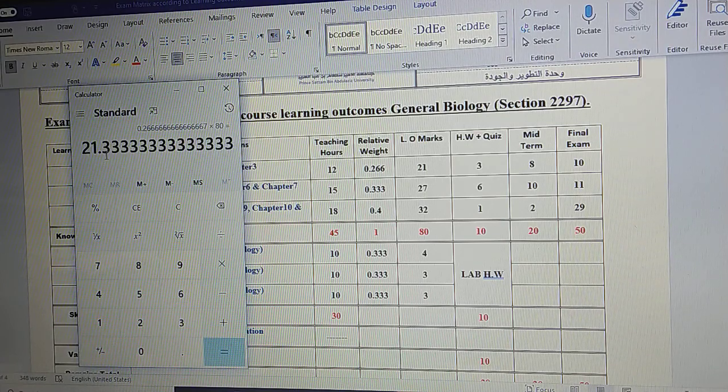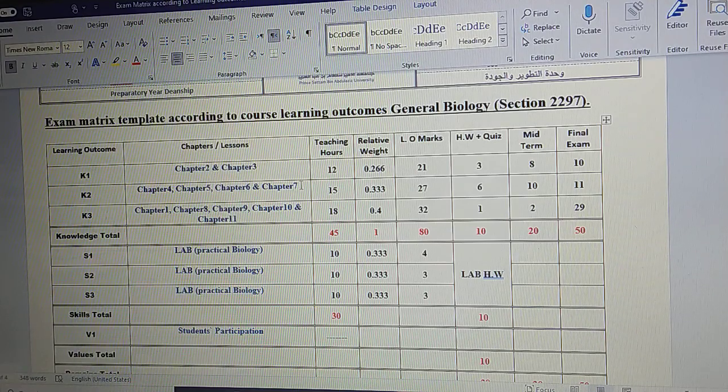It will be about 21.33. Of course, when I'm going to write questions for the exam, it will be hard to make it with 21.33, so I will choose it as 21 marks. So the first learning outcome will be represented in the exam by 21 marks.